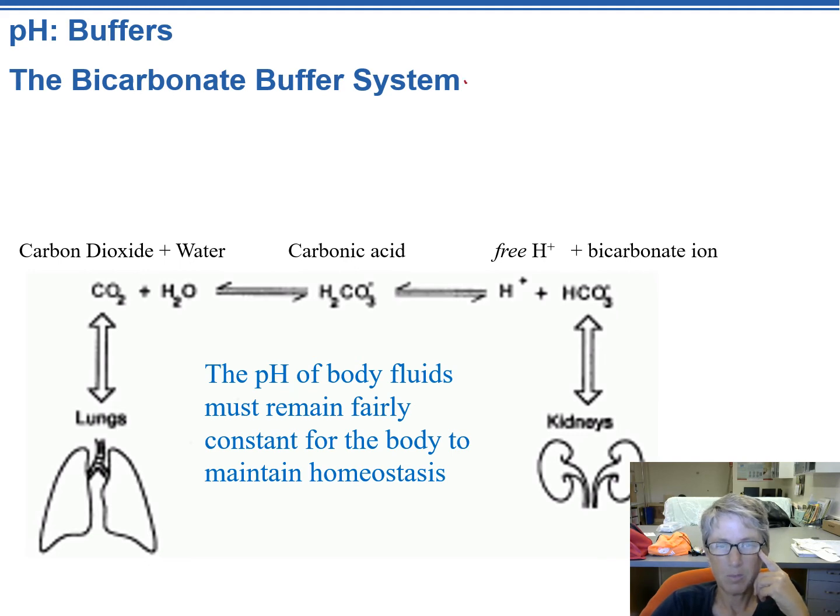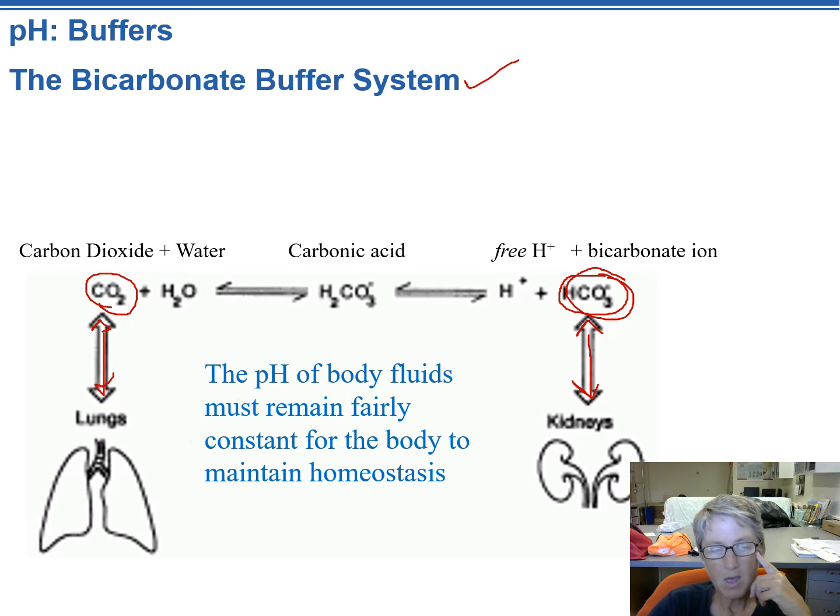Bicarbonate buffer system. This is the most important buffer system in your body in terms of physiology. And here it is. So here's the bicarbonate buffer system. Here's the bicarbonate ion that it's named for. And you can see there's an arrow going to and from your kidneys. That means that your kidneys can either hold on to bicarbonate ion or excrete bicarbonate ion, depending on what your body needs. And you come over here, you guys know you breathe out CO2, and so it shows here from the lungs.